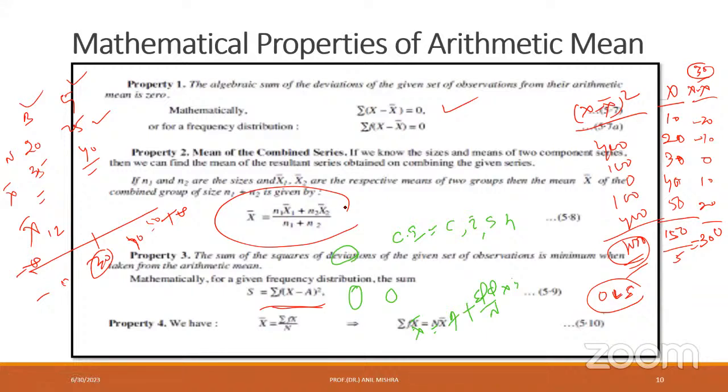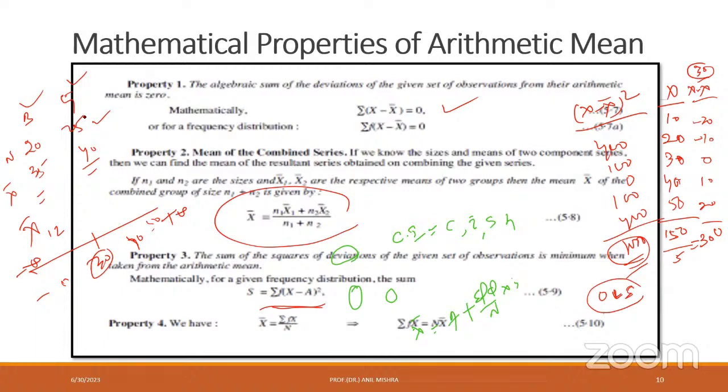n1 x1 bar plus n2 x2 bar divided by n1 plus n2. You multiply them: n1 is 20, x1 bar is 35, n2 is 25, x2 bar is 40. Multiply first, then add, and divide by n1 plus n2, that is 20 plus 25. Okay, so that's the way to calculate the combined mean of the entire class, right?